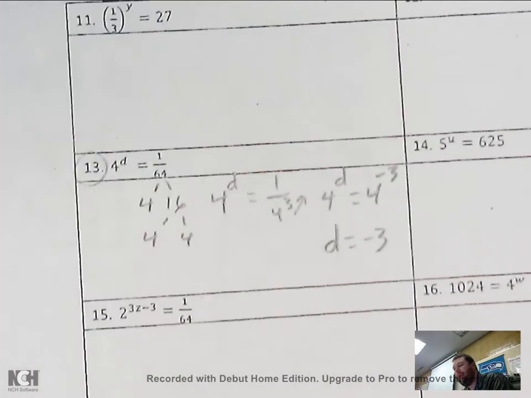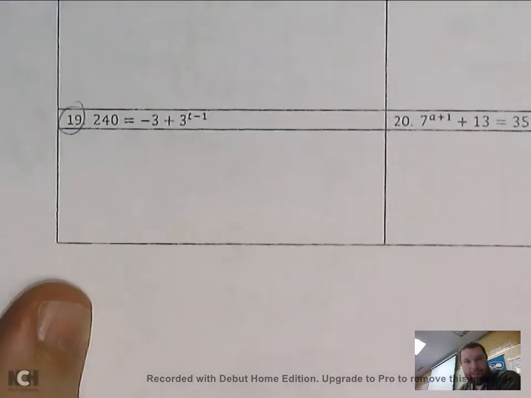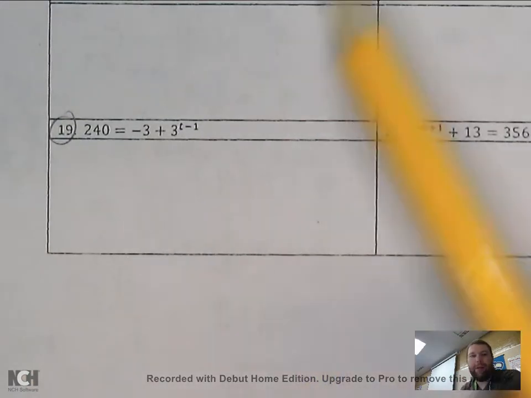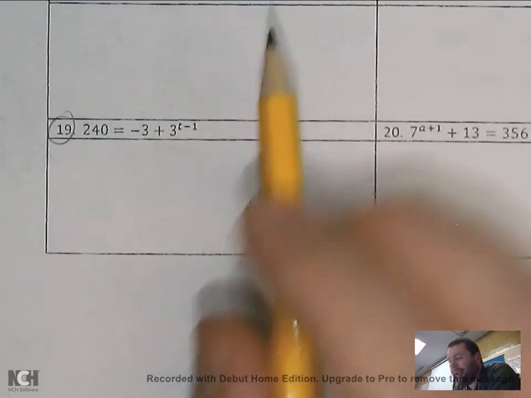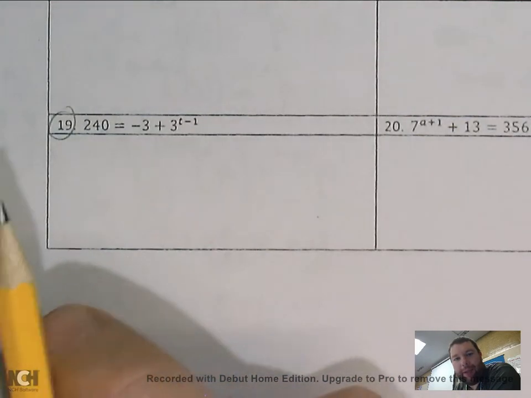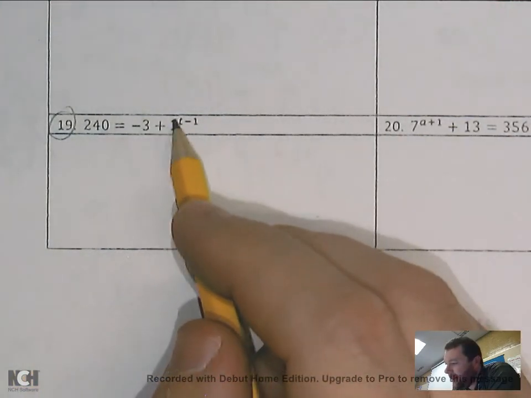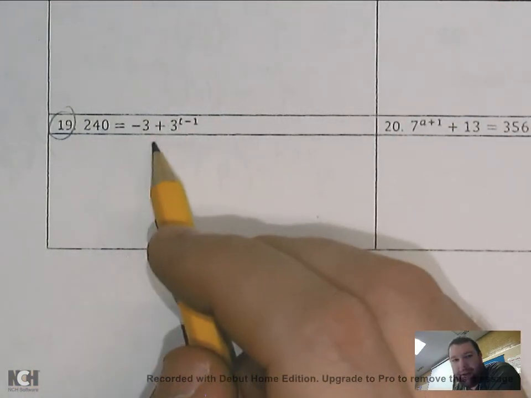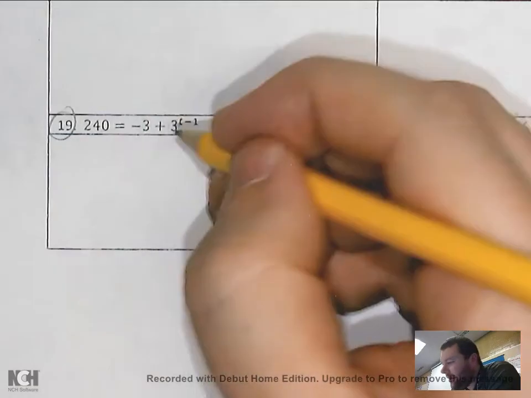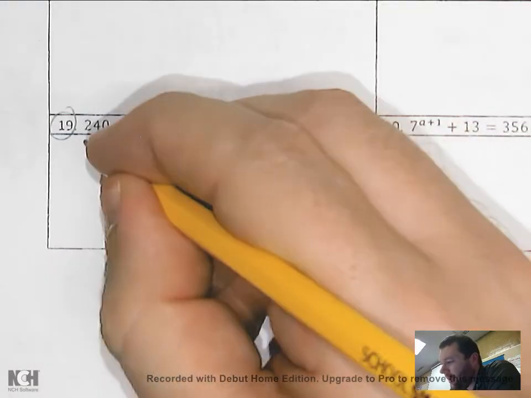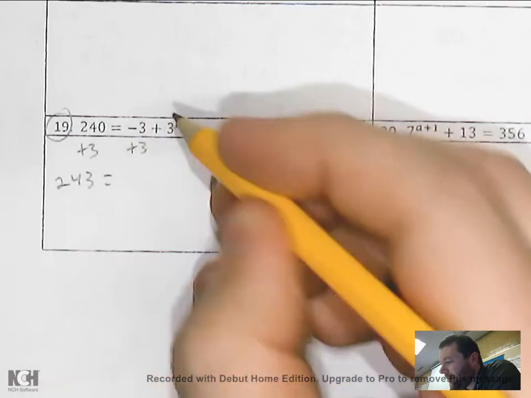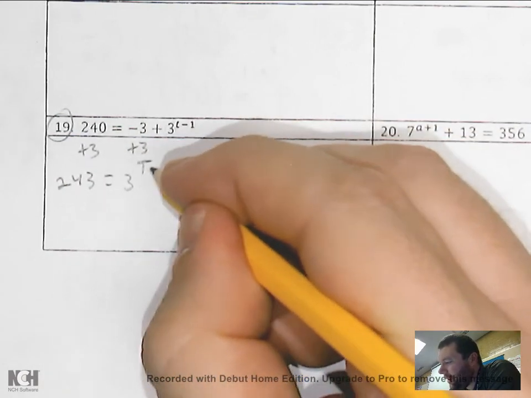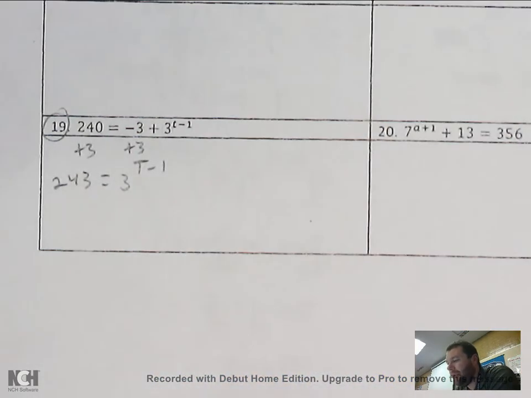Okay, one last example. Looking at this one, I have negative 3 plus 3 to the t minus 1 power. Again, one of the first steps is to isolate the base, right? This base is not isolated. I have to get rid of this negative 3 before that base is isolated. So my very first step is going to be to add 3 to each side, which gives you 243 is equal to 3 to the t minus 1 power.